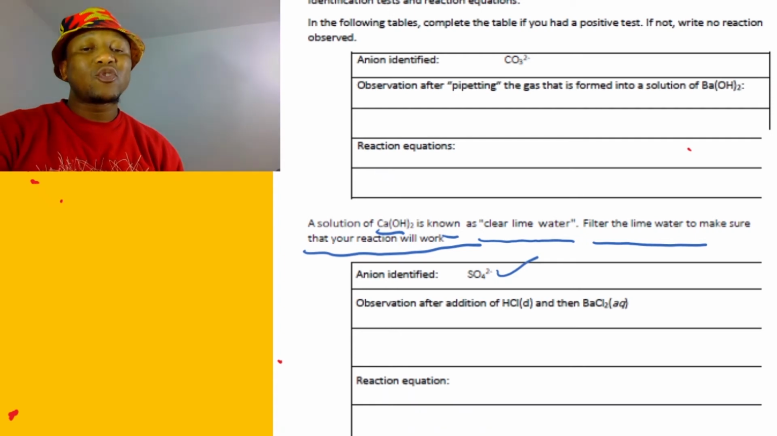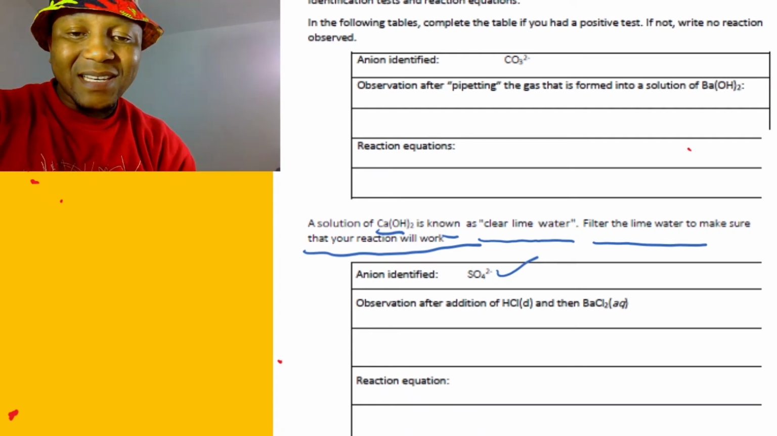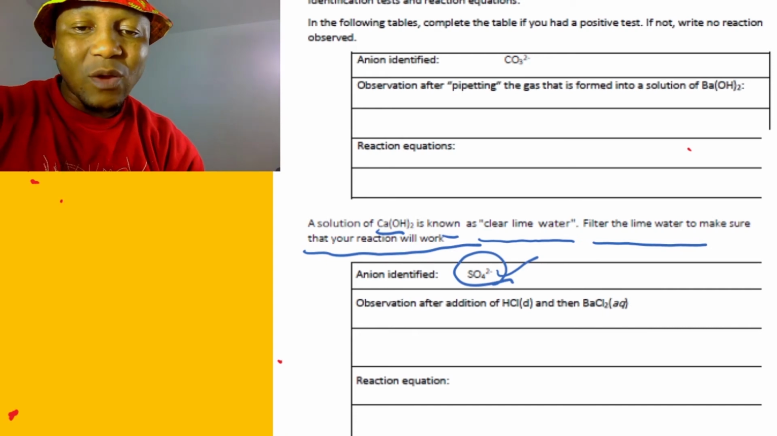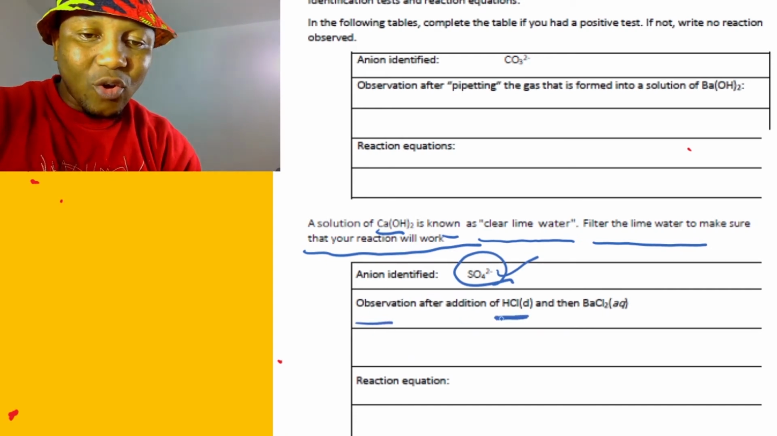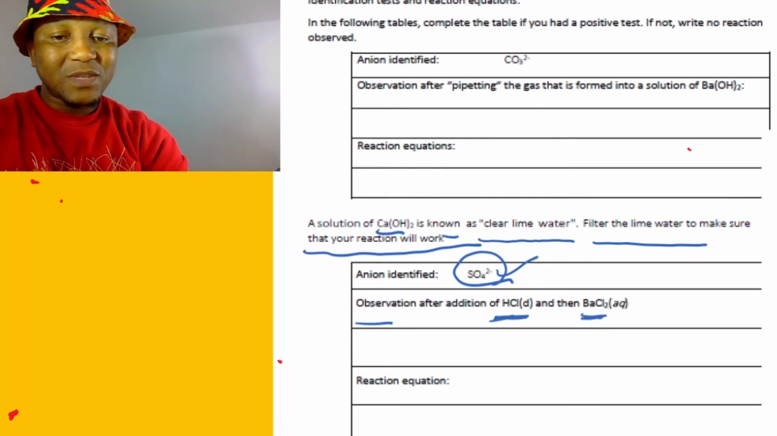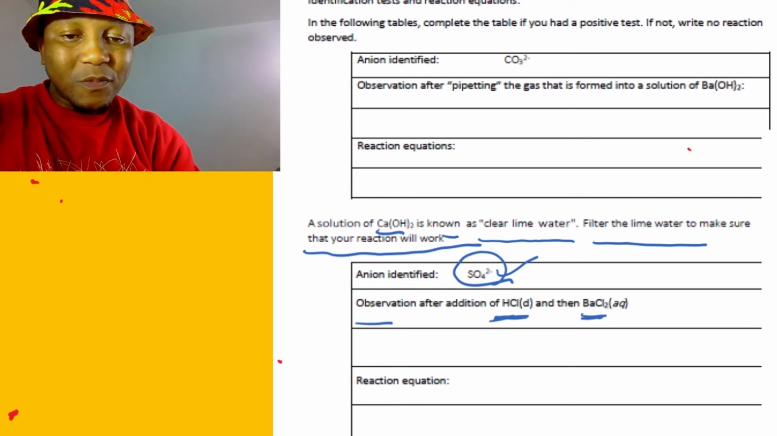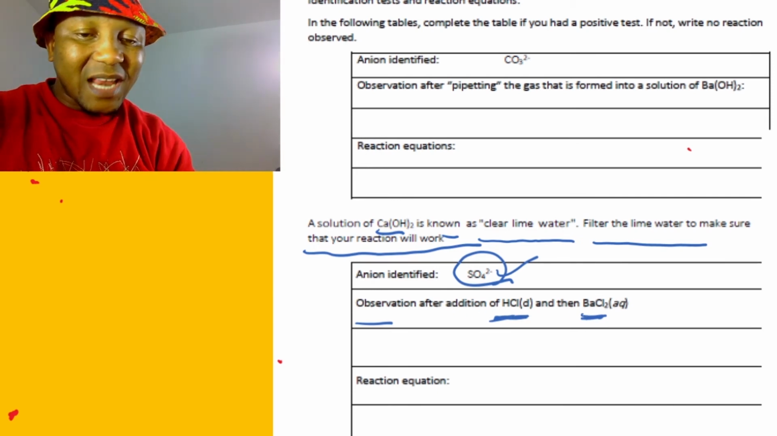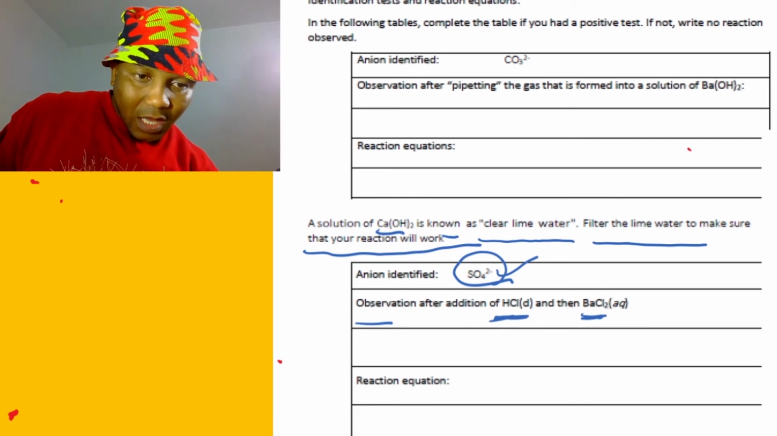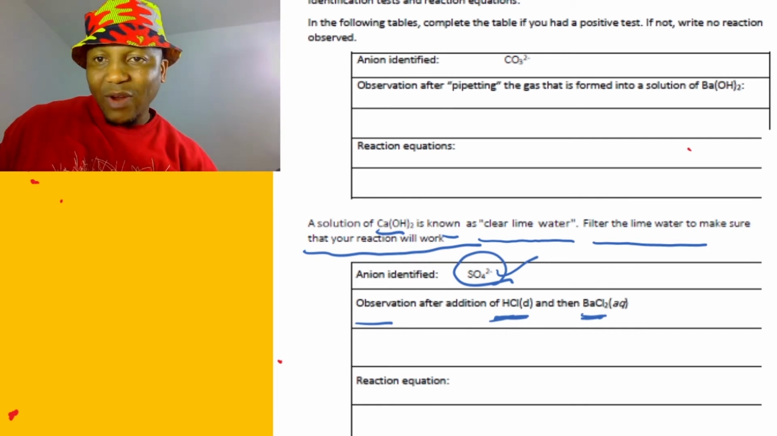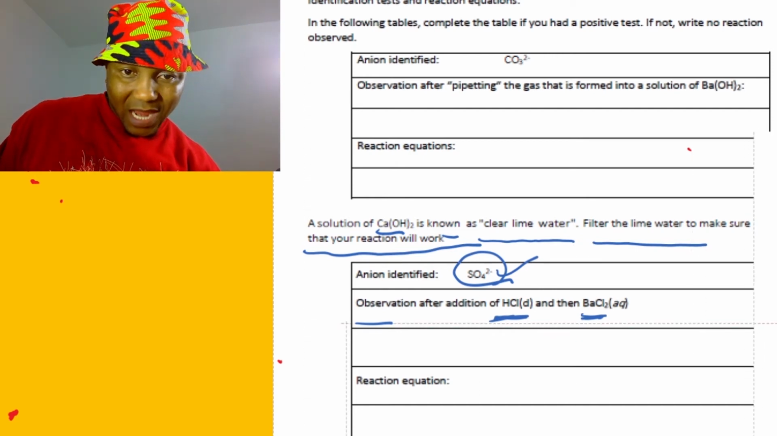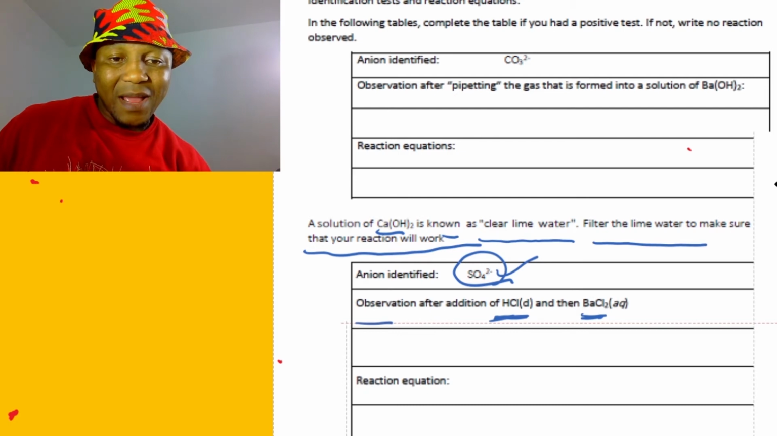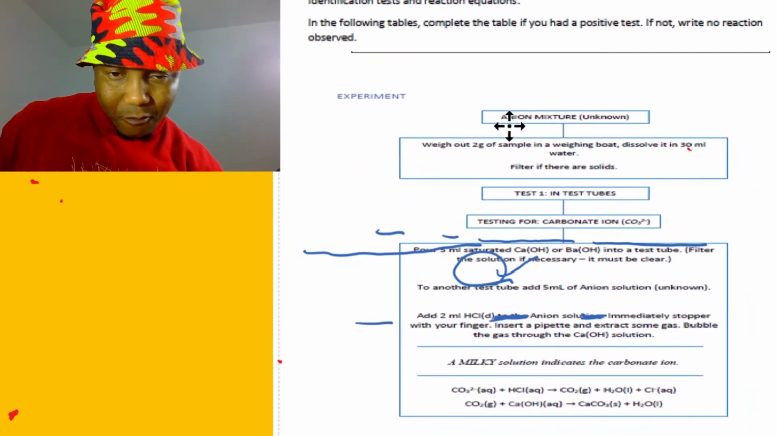Now identify sulfate. We want to go to the question where our anion identified was sulfate. What is the question? They say we want to observe after adding hydrochloric acid, then barium chloride. What happened? What did you observe? Observation after addition of hydrochloric acid, then barium chloride. We drag the same page back here.